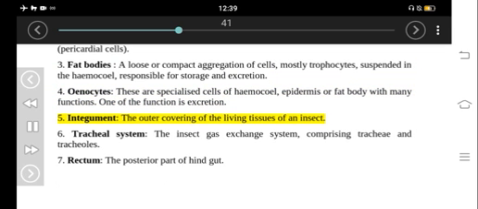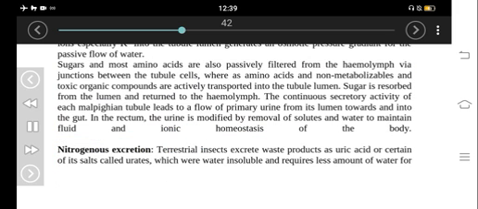5. Integument, the outer covering of the living tissues of an insect. 6. Tracheal system, the insect gas exchange system, comprising tracheae and tracheoles. 7. Rectum, the posterior part of the hindgut. Among the above organs, Malpighian tubules are the major organ of excretion.